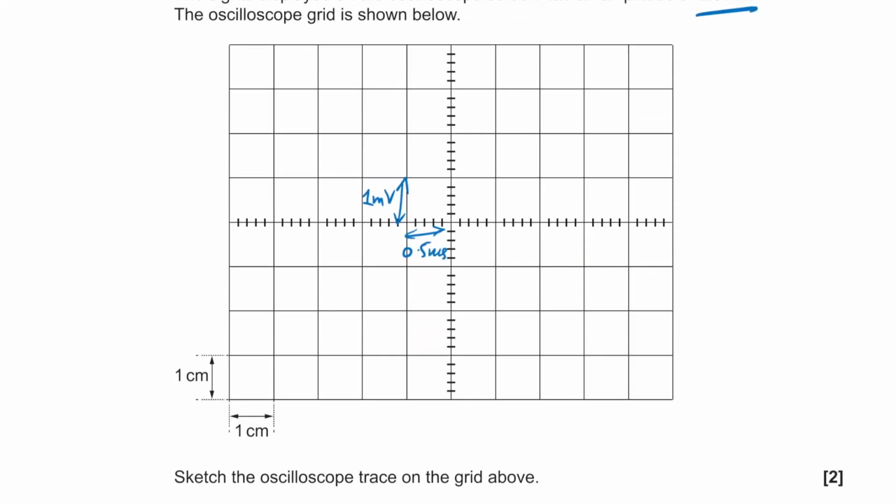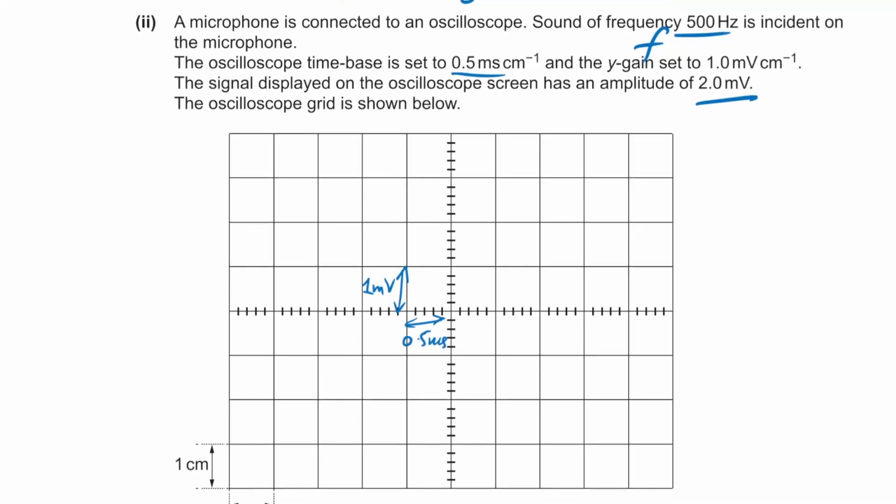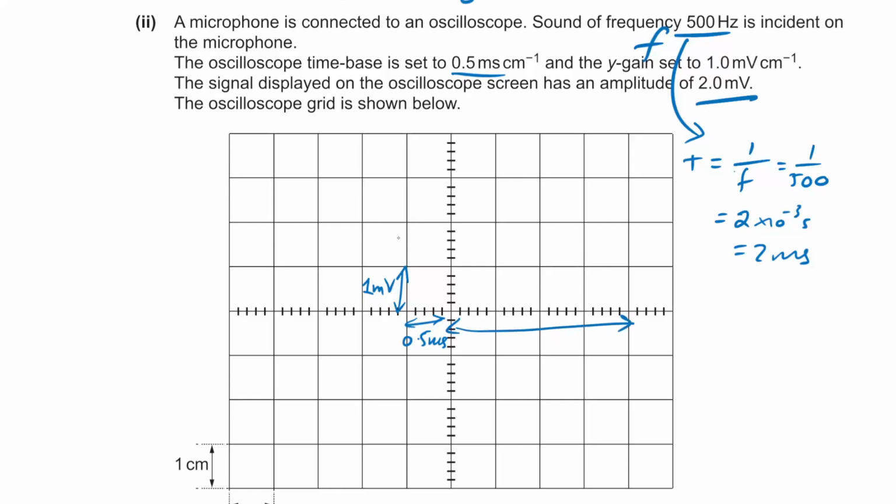Fine, nice and easy. So if the frequency is that, then we need to find out the time period equals 1 over the frequency. So there's 1 over 500. So it's going to be 2 thousandths, so 2 times 10 to the minus 3 seconds, or in other words 2 milliseconds. Therefore, that means a wave is going to be this long, and it's going to be this high. So therefore we can just go like this.